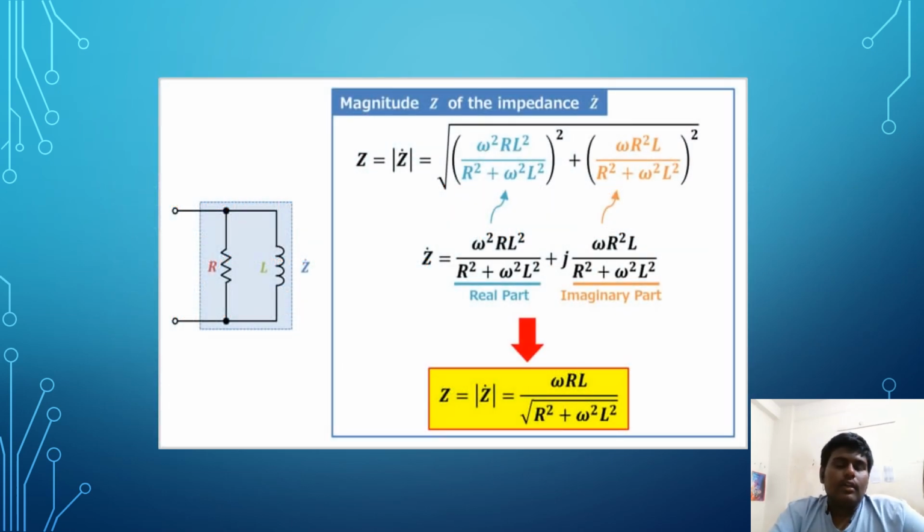Here we can see the impedance of the parallel RL circuit when connected to an AC source. Basically, it has omega square, and it is in the form of a real part and an imaginary part. In this slide, we can see the clear real part and imaginary part.